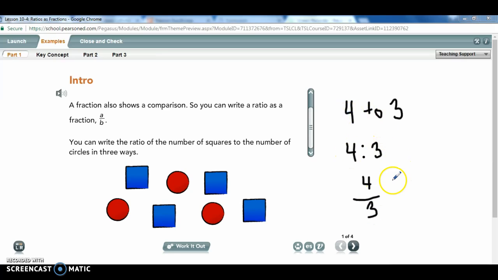Knowing all 3 ways to write a ratio is very important, and when we take a test, you will have to provide me with these 3 ways. So again, write the ratio with the word to. You can write the ratio with a colon, and you can write the ratio as a fraction.